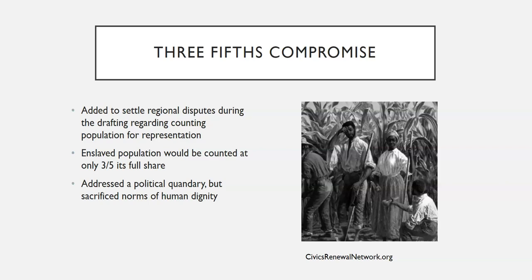Doing this ultimately addressed a political quandary, a dilemma between the delegates at the Constitutional Convention, especially those in the North who did not want a larger population of enslaved people counted, and those in the South who did want the larger population of enslaved people counted. So it did address that political quandary between those regional factions at the Constitutional Convention. But ultimately, we know it sacrificed norms of human dignity to do so. Essentially, it was not acknowledging the full value and humanity of enslaved people by its effect. And we'll talk a little bit about that later.